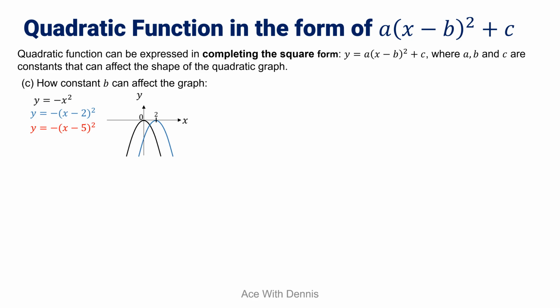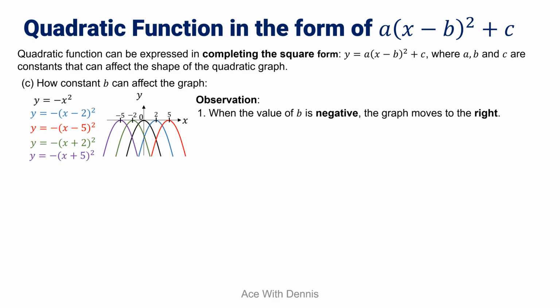Similarly, when y equals negative (x minus 5) squared, then the graph moves 5 units to the right, where the maximum point touches the x-axis at x equals 5. Now I change b to a positive value. When y equals negative (x plus 2) squared, the graph moves 2 units to the left and the maximum point touches the x-axis at x equals negative 2. Similarly, when y equals negative (x plus 5) squared, the graph moves 5 units to the left, where the maximum point touches the x-axis at x equals negative 5.